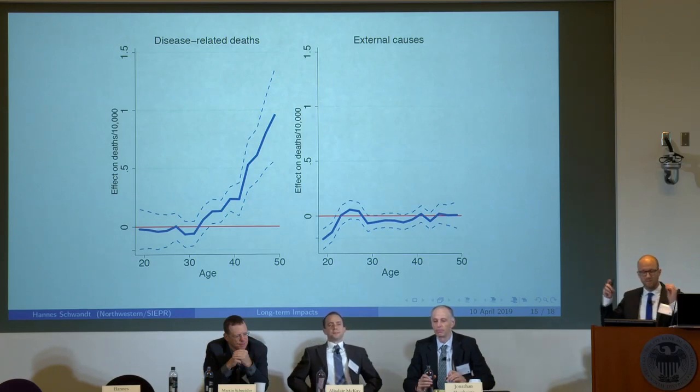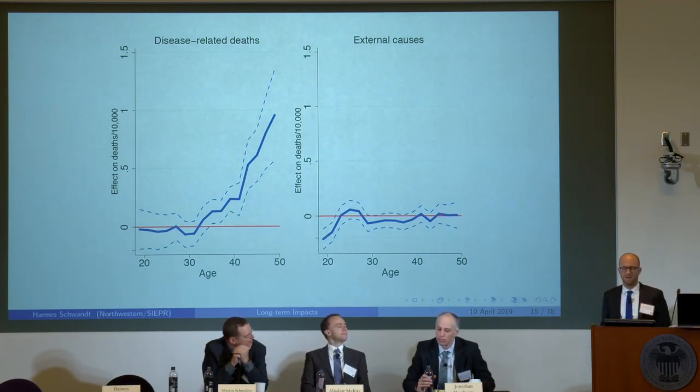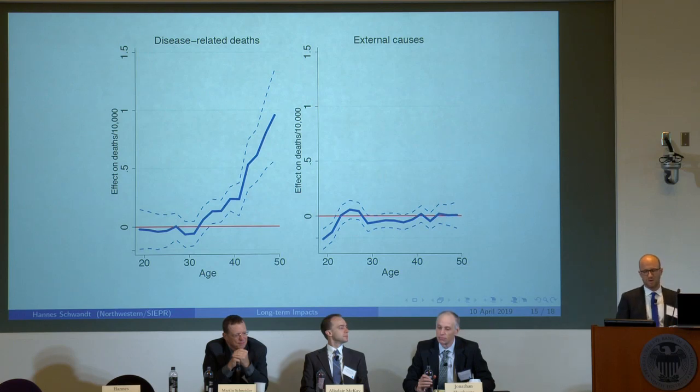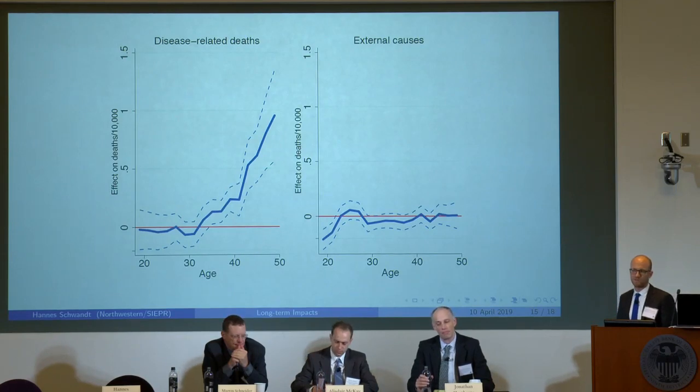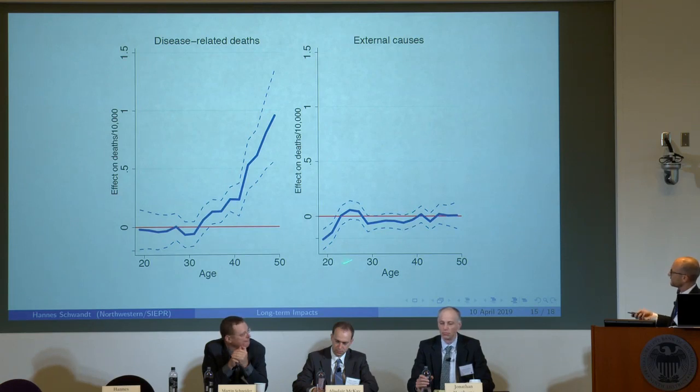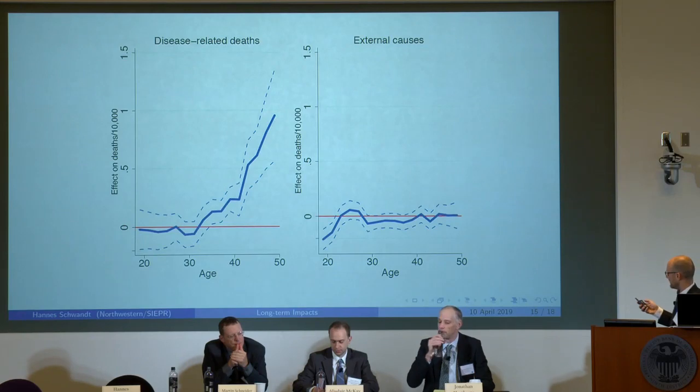And if you then look at what are the sub-causes driving this effect, we see strong impacts on heart diseases, on lung cancer, and on liver diseases. So these are all causes that can be linked to health behaviors, right, such as drinking, exercising, nutrition, smoking, which is interesting. And external causes, on the other hand, are driving this negative effect at the beginning, but then it seems to be relatively flat.